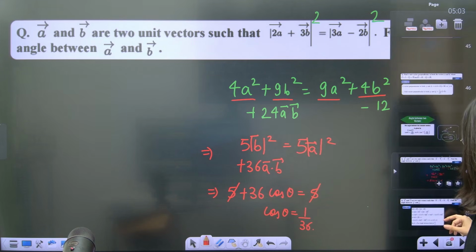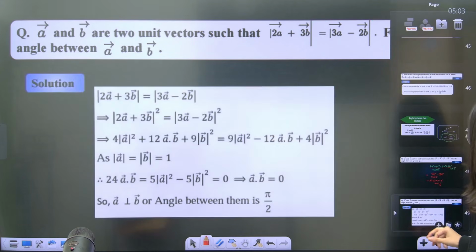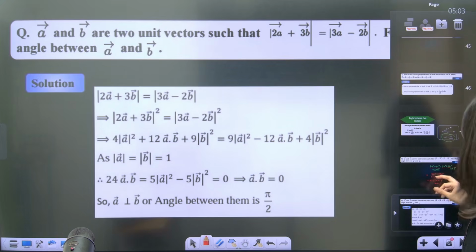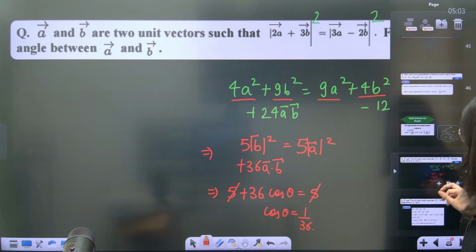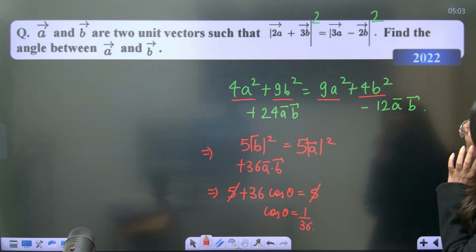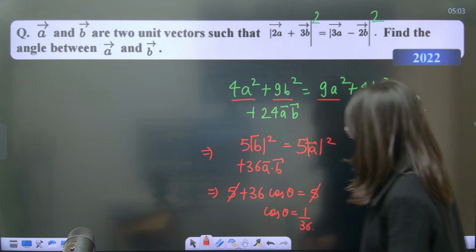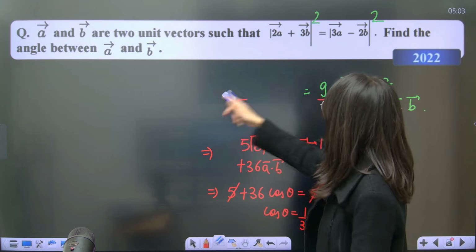So cos theta is 1, hold on. Minus 12, okay. Sorry, this is 3 2s are 6, 2s are 12, right? Sorry. Let me do it one more time.